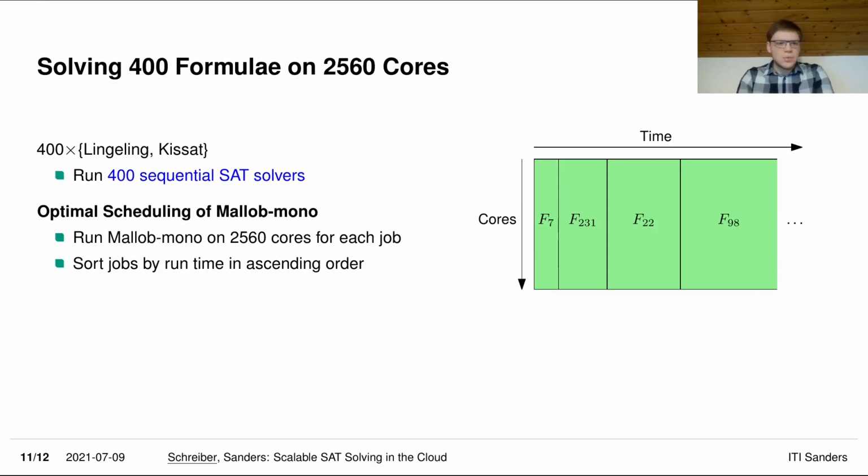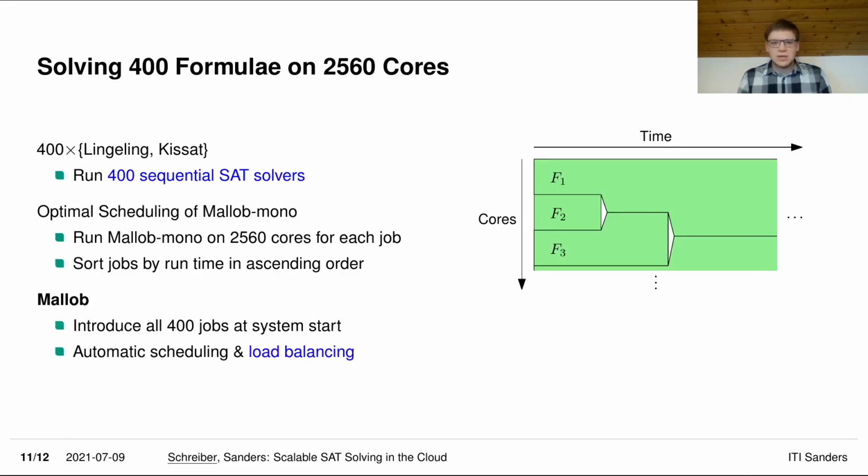The other extreme would be to run our massively parallel solver on each of the formulae on the whole cluster and then somehow sort these runs. We calculated an optimal scheduler which knows the runtime of each of the formulae in advance. So that's a little bit unfair. We just sort the jobs by their runtime in ascending order. And that would look like that.